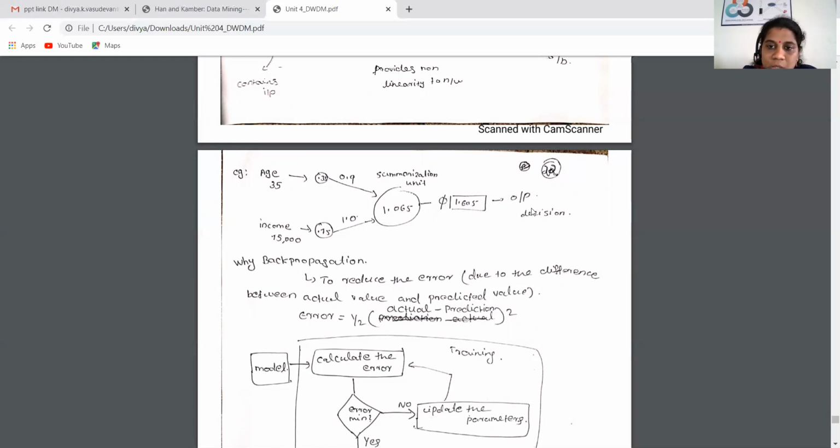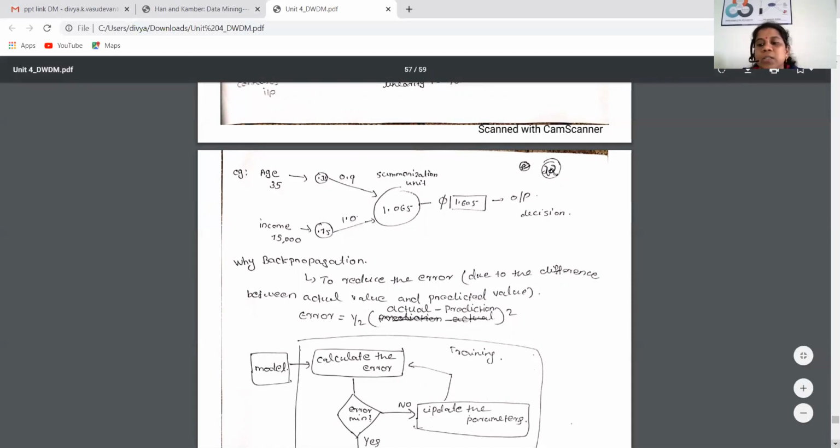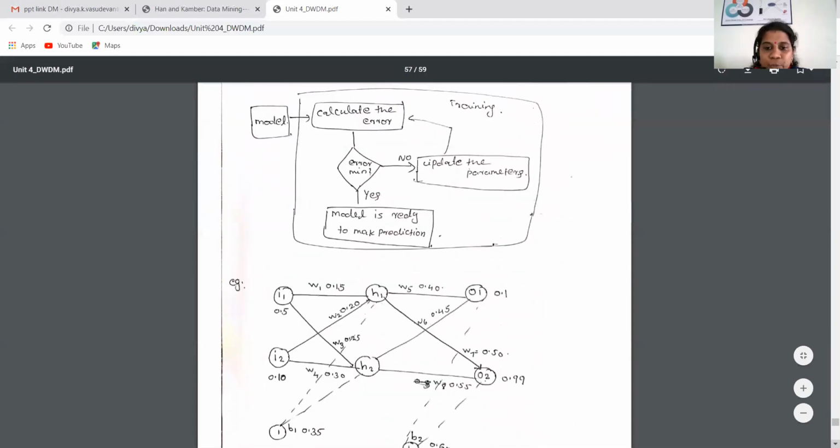If this output is not satisfactory, or the error we are getting is not minimum, that indicates we need to go for a backward pass. Whatever weights we assigned, we need to reassign in the backward pass. Then, after reassigning the weights, we again go for a forward pass, calculate everything again, get a new output and compare it. So this is the classification method using back propagation.